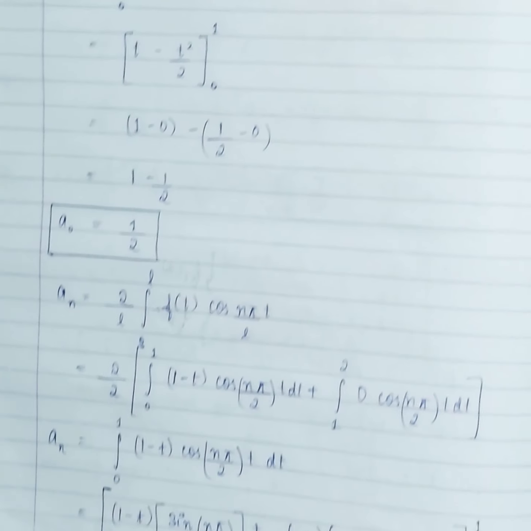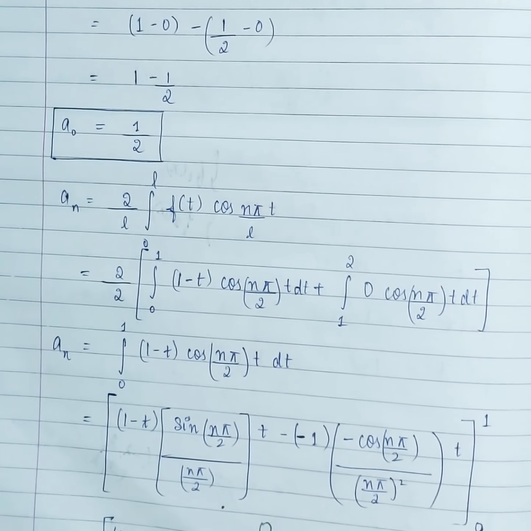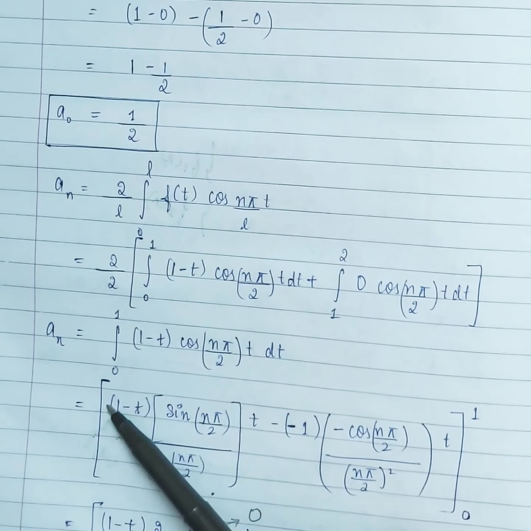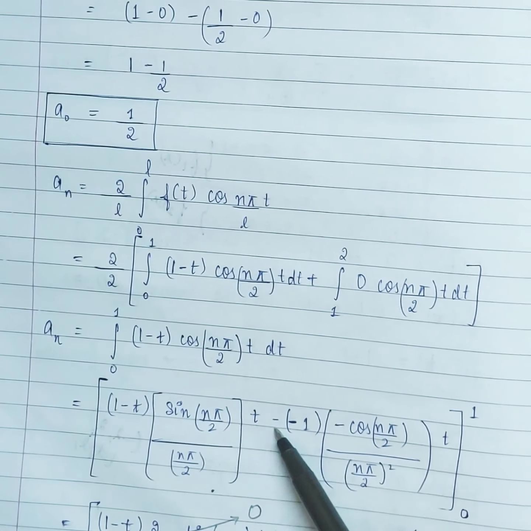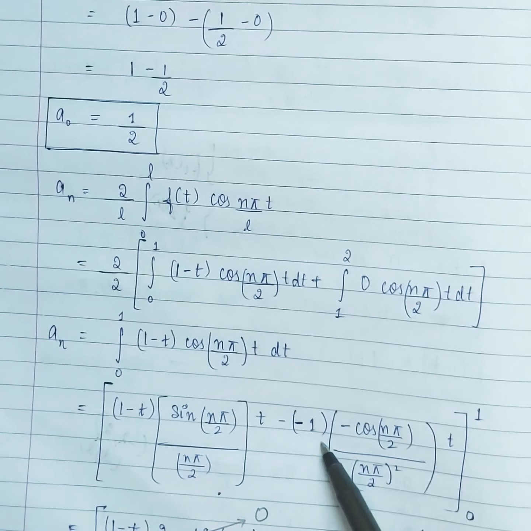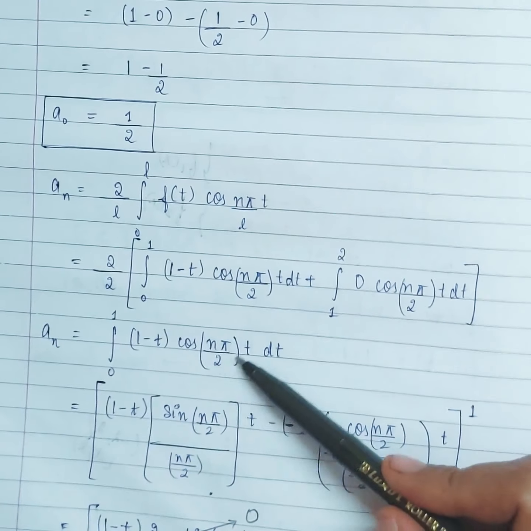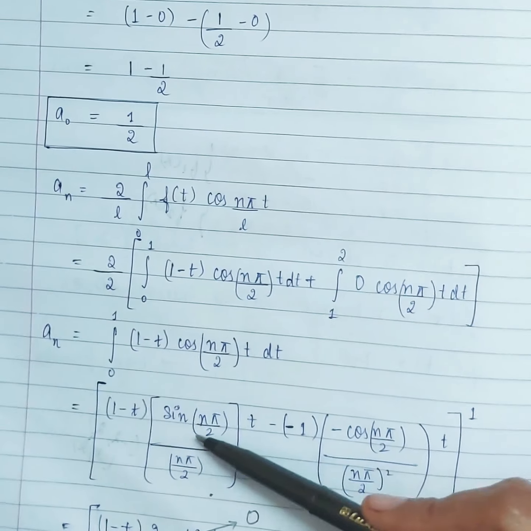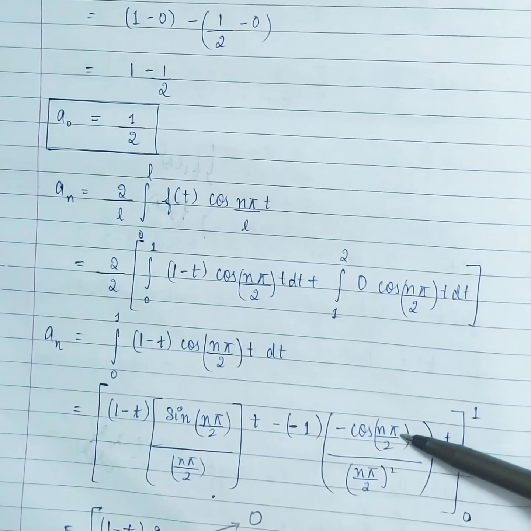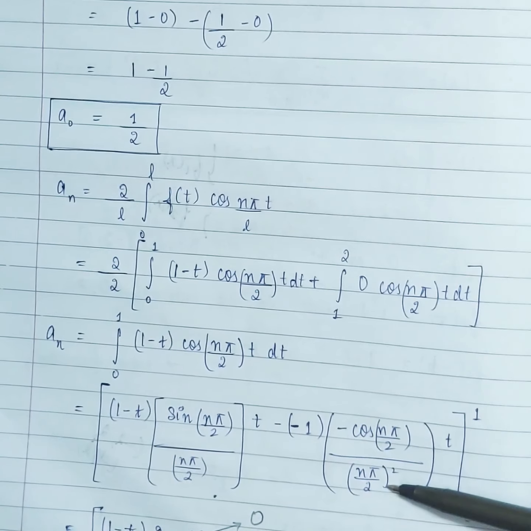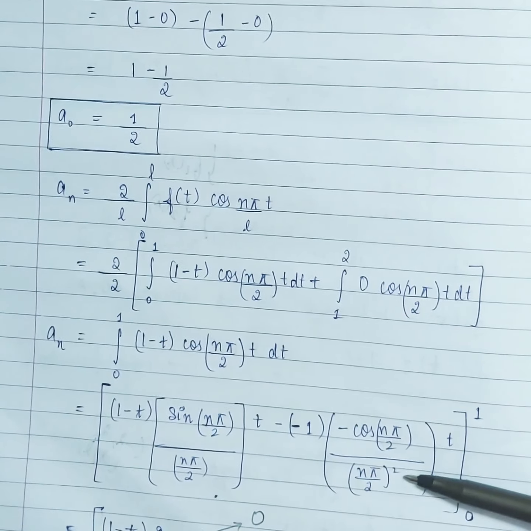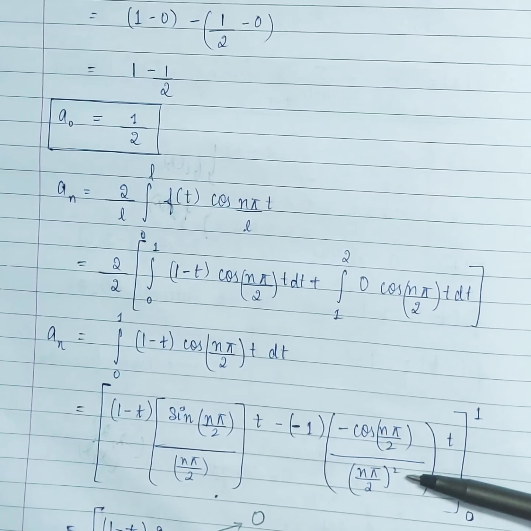If you integrate this by Bernoulli's rule, the 1 minus t term will be there for differentiation. So the plus sign, and again the sign is minus, and the differentiation of minus t is minus 1. The integration of cos n pi by 2 t is sin n pi by 2 t by n pi by 2. Again, the integration of sin n pi by 2 t is minus cos n pi by 2 t by n pi by 2. This n pi by 2 is there already, so we will get the whole square.